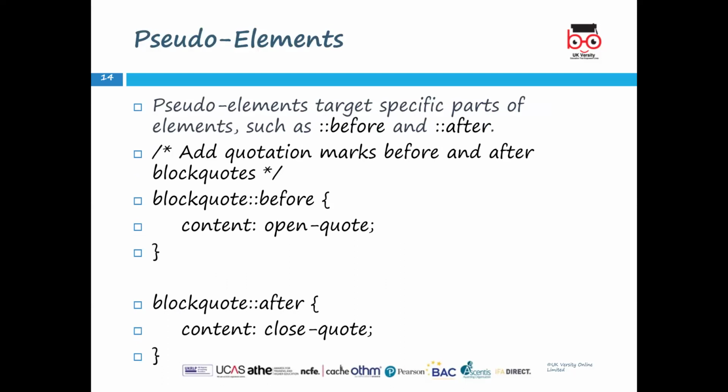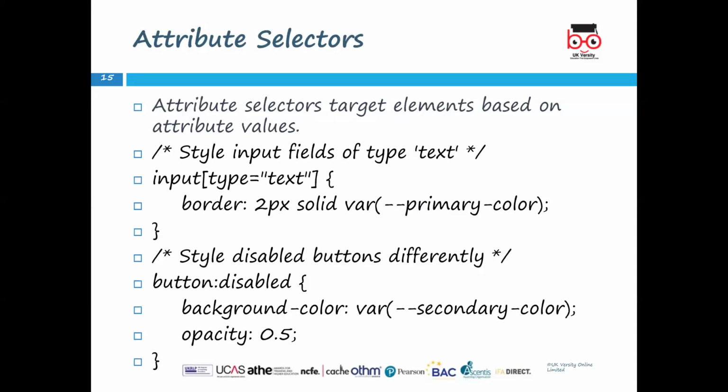Pseudo elements will now target specific parts of elements, such as before and after. So this is an example of how we will use them. We now add quotation marks before and after block code. Attribute selectors will now target elements based on the attribute value.